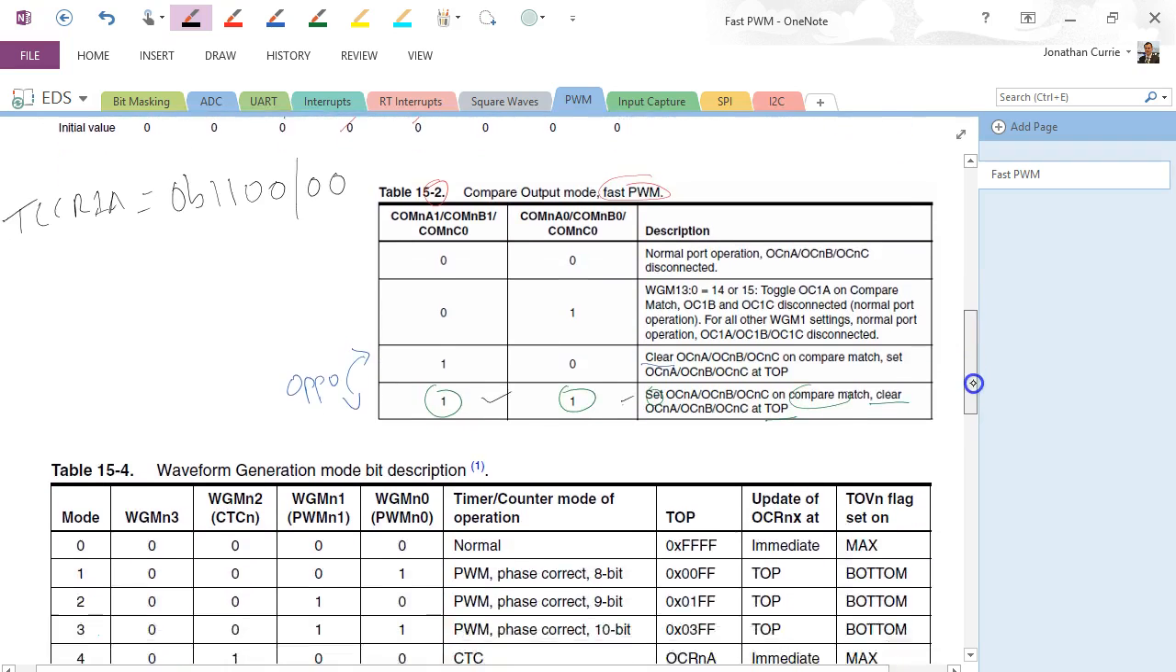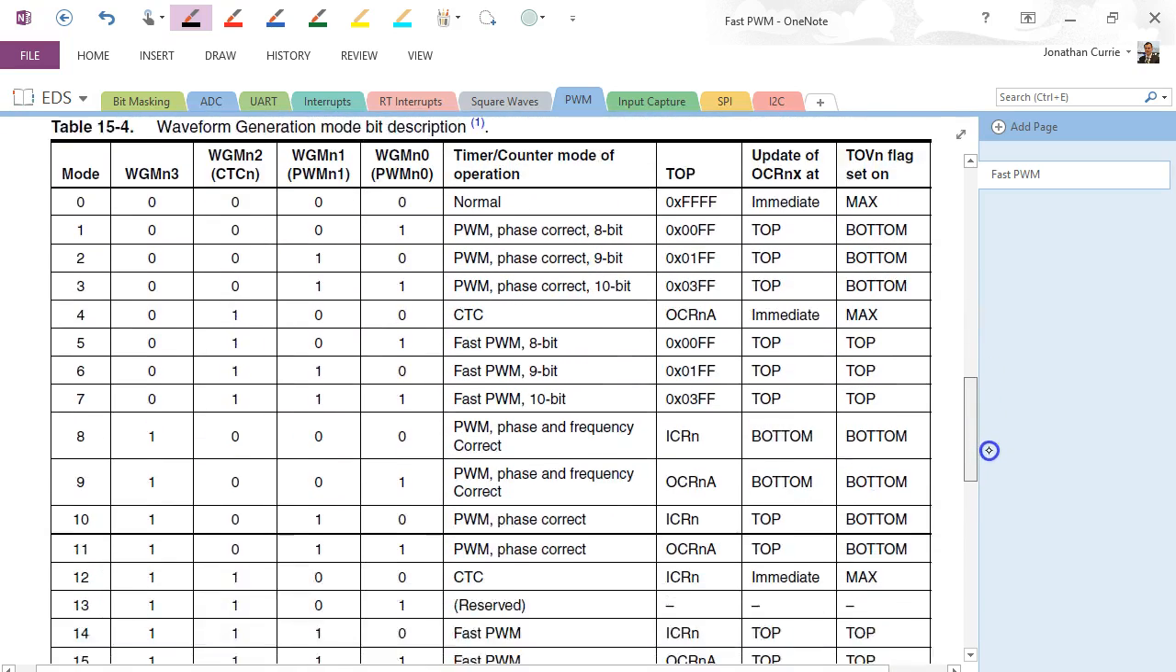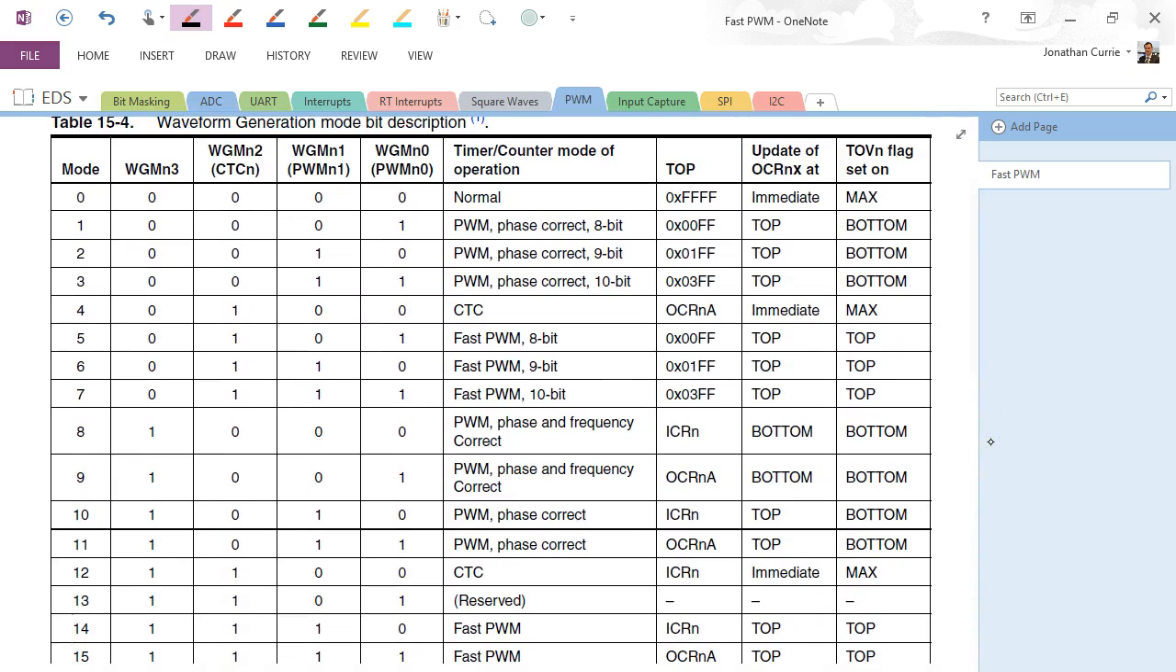And then we come to our 2 waveform generation bits. Now, just like we did in CTC mode, we have quite a number of modes that our timer can operate in. In terms of Fast PWM, which like I said is the easiest to use, we've got 1 2 3 4 5 different modes that will give us Fast PWM. The difference between these is the top value. These 3 have a fixed top value, whether you want 8-bit, 9-bit or 10-bit.